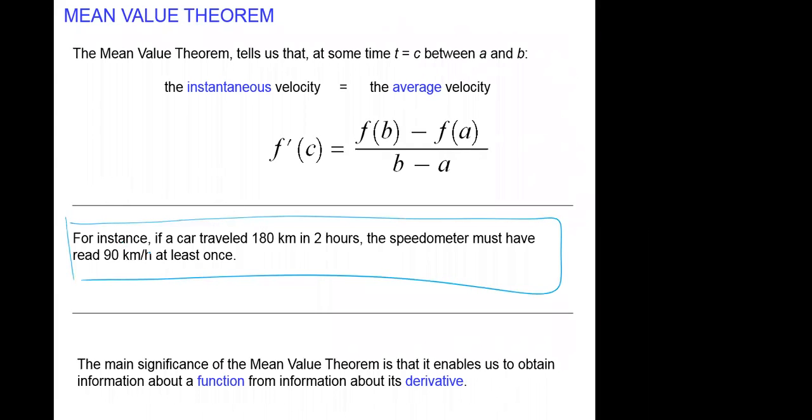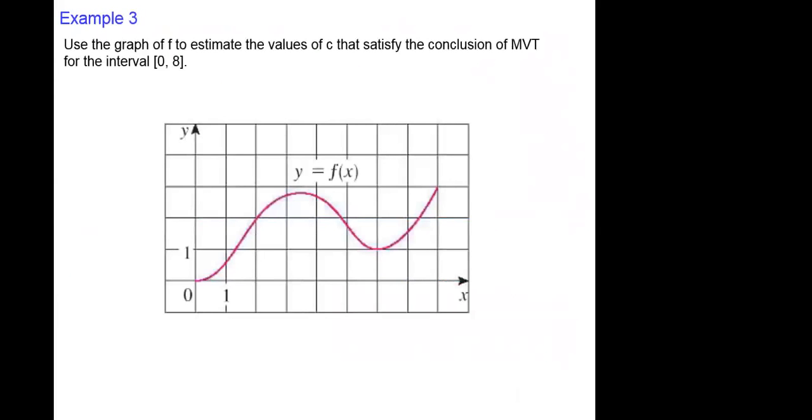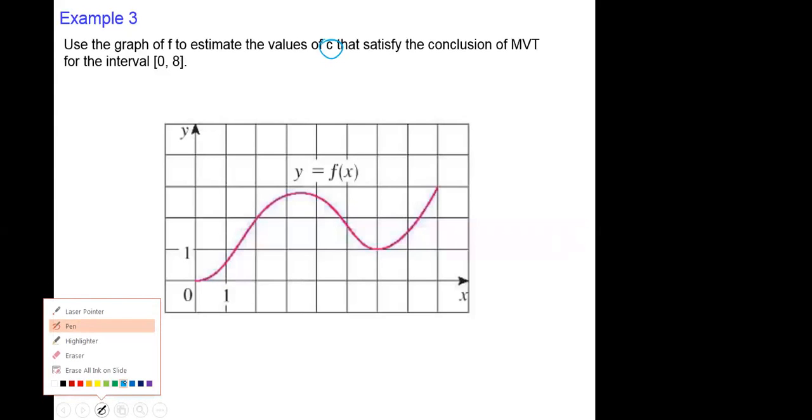We can see that's at least one instant, the instantaneous compared to the average. And now let's do a few examples and we will be done for today, because it's only that theorem today. Example number 3. Use this graph to estimate the value of C that satisfies the conclusion of the mean value theorem from 0 to 8. Actually, I can keep the blue. Okay, that's what we have.